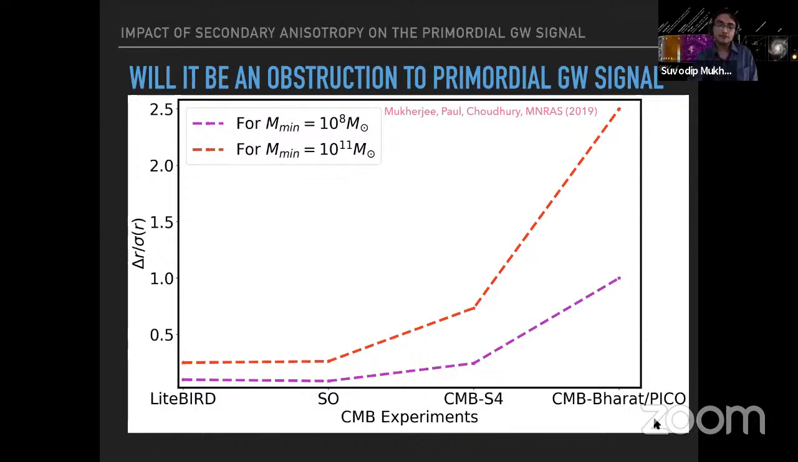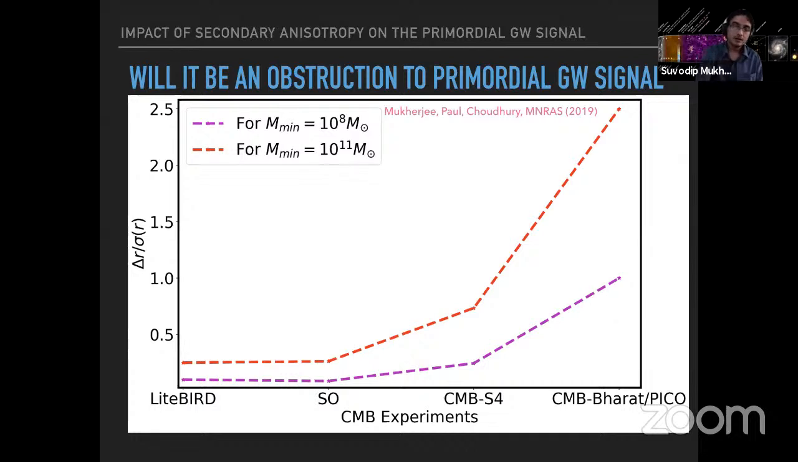And for the futuristic proposals, such as PICO or CMB Bharat, which is a CMB mission proposed to the Indian Space Research Organisation, you would expect a pretty high bias because now your sigma is significantly smaller, and you could actually get completely shadowed by the secondary B-mode signal because of reionization if r is really small, something like 5 times 10⁻⁴ or so.